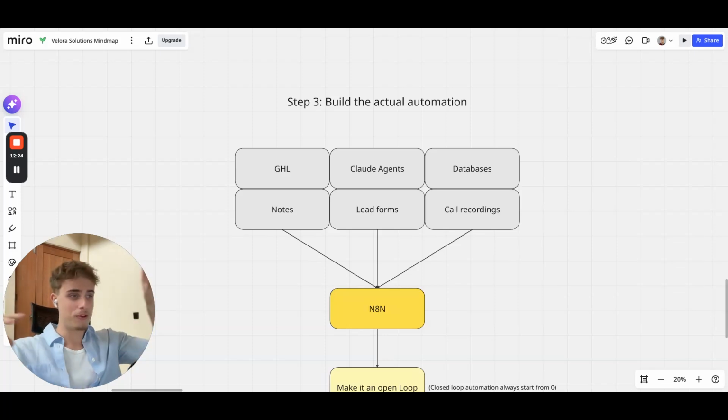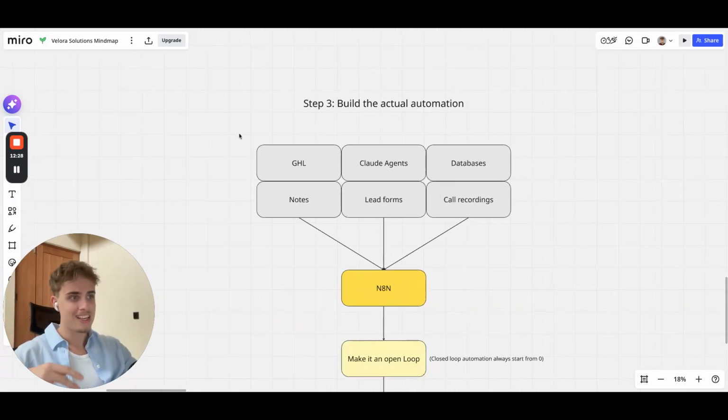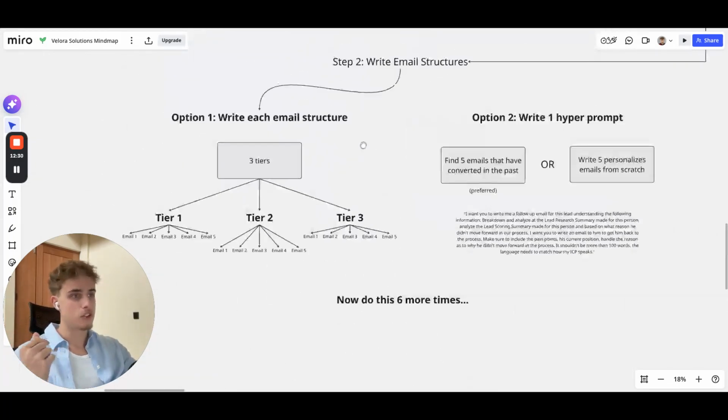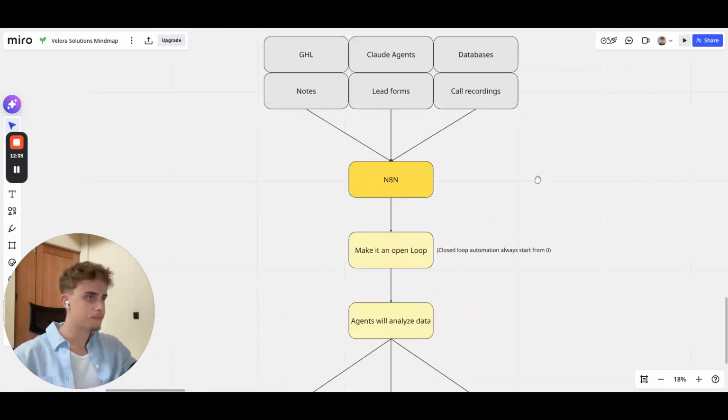Don't make a super complex N8N workflow like you see on the internet every single time. You don't need that. It's not a big workflow. It's a very simple workflow because these agents are going to do most of the work. So it's not going to be more than like 10 to 15 blocks in N8N.